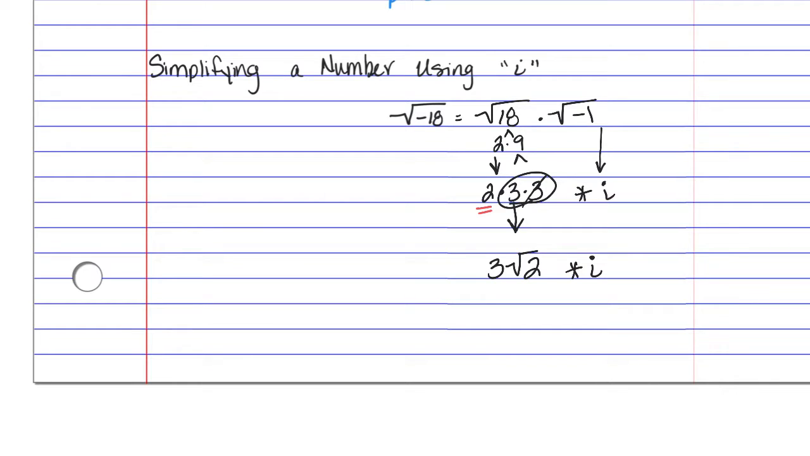And it's not technically a variable. It kind of gets treated like one, but it is technically not a variable. But when we multiply this out, we will have 3i times the square root of 2. And that is the simplified version of the square root of negative 18. And that will come into play when we look into multiplying and dividing complex numbers and looking at conjugate values. So just as a reminder of how to simplify using that i.